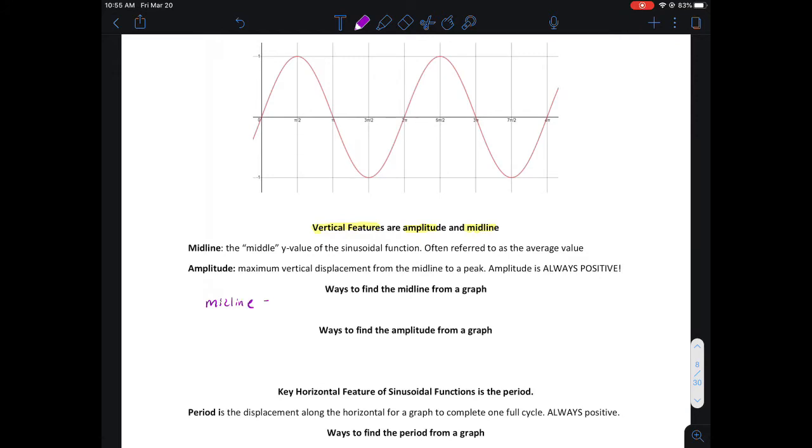Algebraically, I could say it's 1/2 times max plus min. That'll work. So I have a max for this function at 1, a minimum at -1, so my midline is right in the middle there.